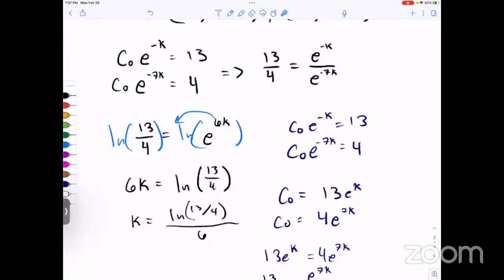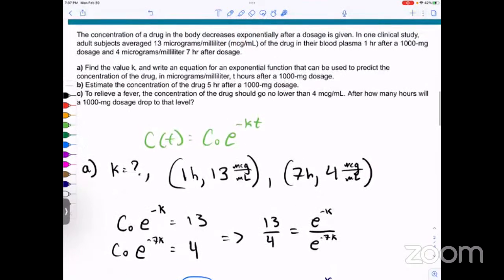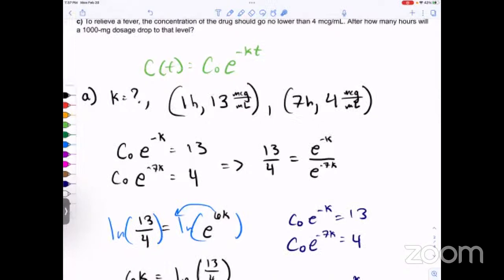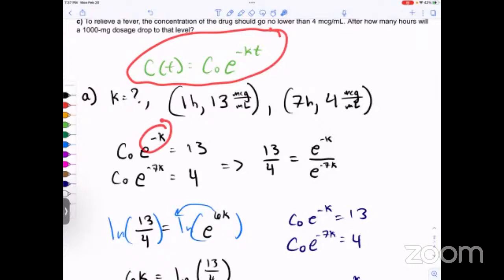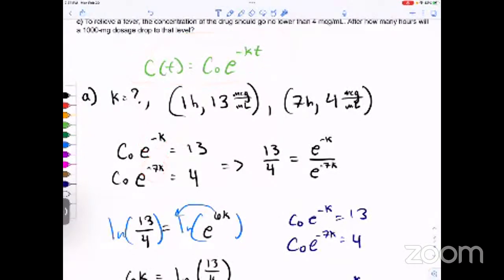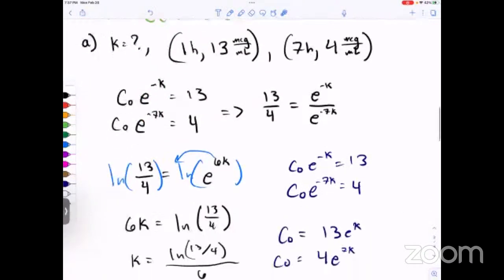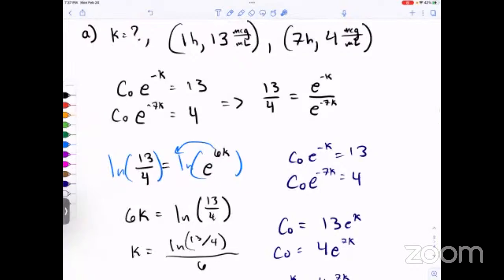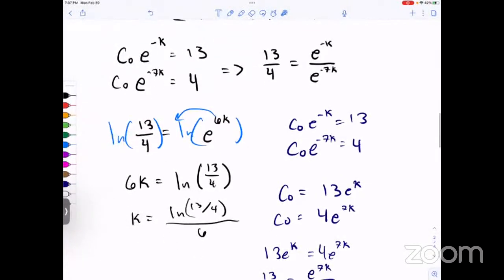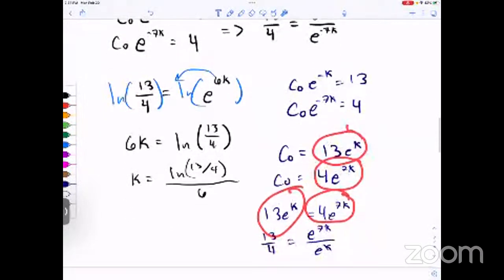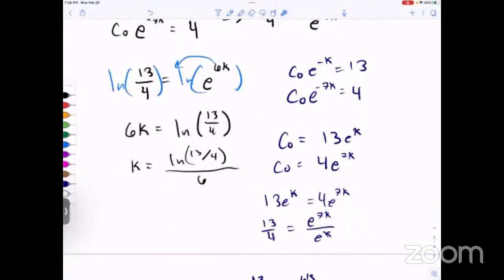Well, let's see. No, because the time is 1, right? We're basically plugging it into this guy here. So when t is 1, you get this. When t is 7, you get this, right? So then if we solve for c, like we did over here, you get 13 e to the k. Multiply, you get 4 e to the 7k. So then we equated those two guys. If we divide by 4, divide by k, you still get a positive. Only other thing I can think is that you have to acknowledge that it's a negative rate.